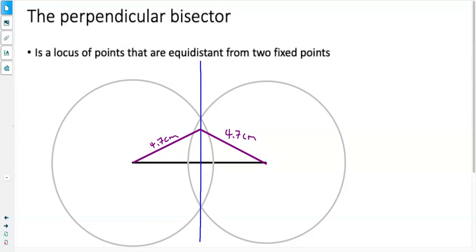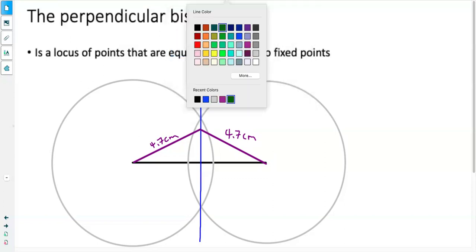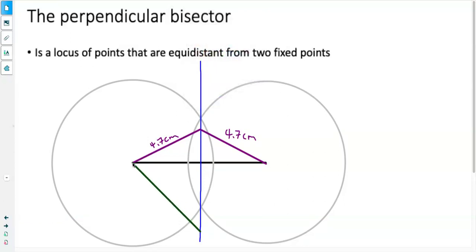Now I could choose another point along this line. For example, if I pick down here, and go to here, and we'll go from here to here, these two should be equal to each other. That gave me 5.9 centimeters. Now this one's 5.9 centimeters. So any point along this line will be equal distance to either end of the original line that we started with.